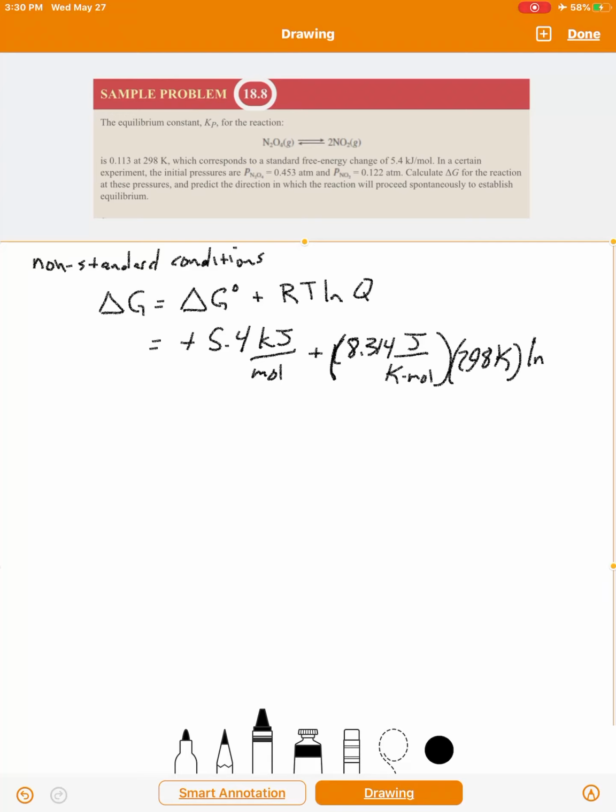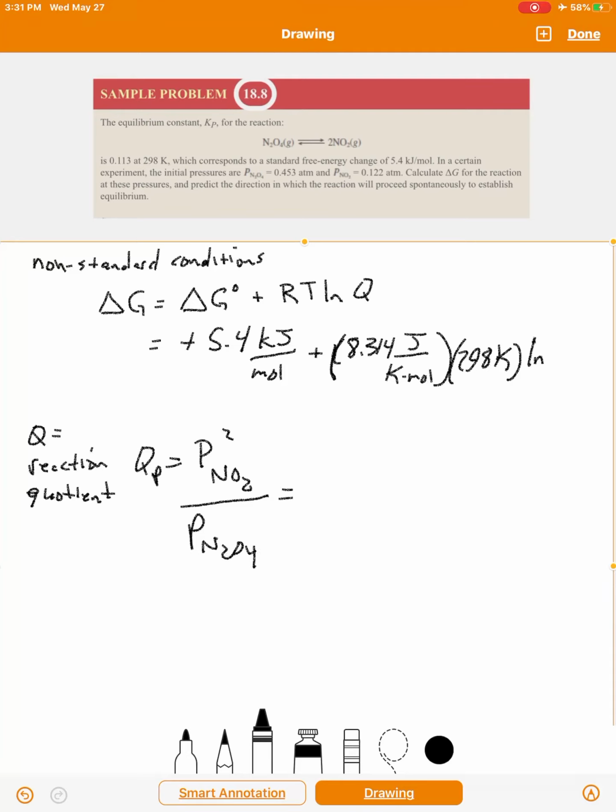But we've got to figure out what Q is. So Q, if you remember, is the reaction quotient, way back from equilibrium, right? So that's the concentrations or pressures of the products. So Qp, if we want to call it that, would be the pressure of NO2 squared divided by the pressure of N2O4. And those are given. So the pressure of NO2 is 0.122 atmospheres. Remember that we don't put the atmospheres in when we're calculating reaction quotients or equilibrium constants. And the pressure of N2O4 is 0.453.